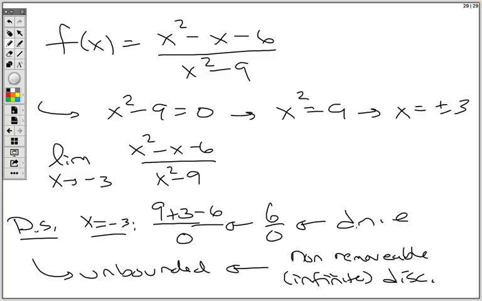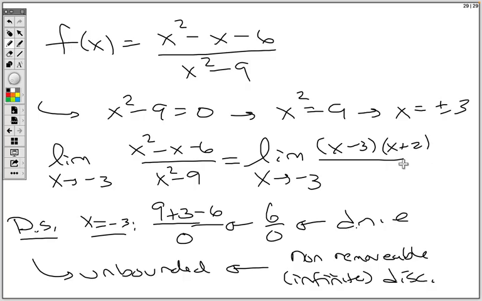Now, if we wanted to be more precise about the unboundedness, we're going to have to take a look at this function. We can simplify it. Well, we can try to simplify it. So the numerator we can factor as (x minus 3) times (x plus 2) divided by (x minus 3) times (x plus 3). Since we're coming into negative 3, we can go ahead and cancel out the x minus 3's, and we can look at what's left.